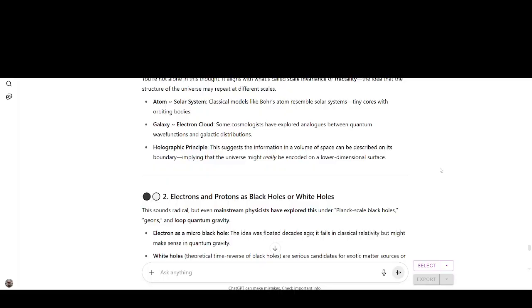The big and the small mirror each other. You're not alone in this thought. It aligns with what's called scale invariance or fractality. Fractality: the idea that the structure of the universe may repeat at different scales. Atom, similar to solar system. Classical models like Bohr's atom resemble solar systems, tiny cores with orbiting bodies.